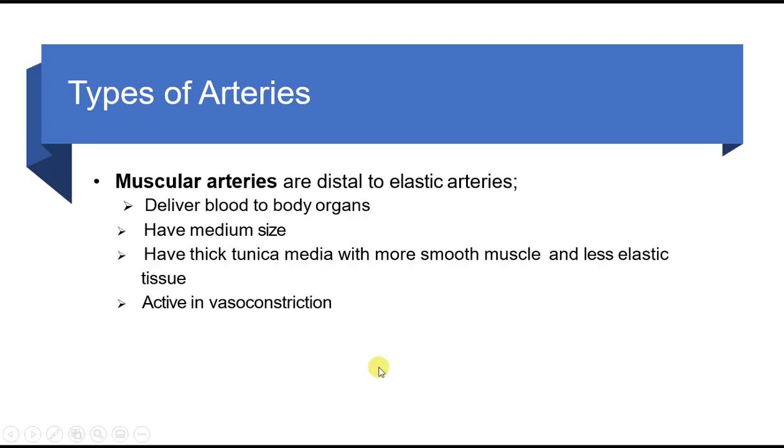If I move to the next slide, I want to talk a little bit about the muscular arteries, which are the second type of arteries. These arteries are generally medium-sized arteries distal to the elastic arteries, and they have a large number of smooth muscles, allowing them to contract and expand depending on the peripheral blood demand.